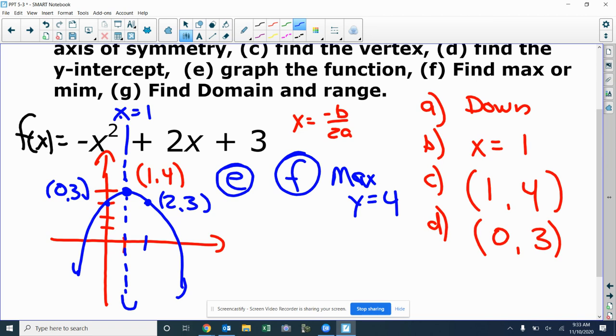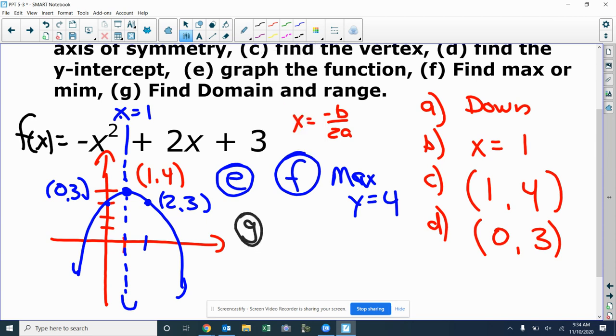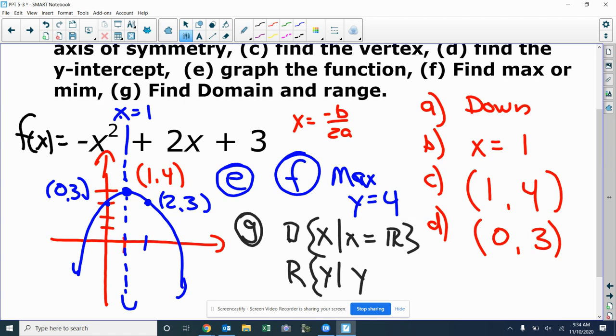Ready for another pieces part, and that's been our domain and range, which we added on Friday, okay? Which we're calling G. Your domain, X such that X equals all the reals. You can write it just like that, equals reals, or you can say all reals. And your range, Y such that, now Y has to do with this vertex point right here. Looks like everything below it, so it's going to be less than or equal to that vertex point, which is 4.